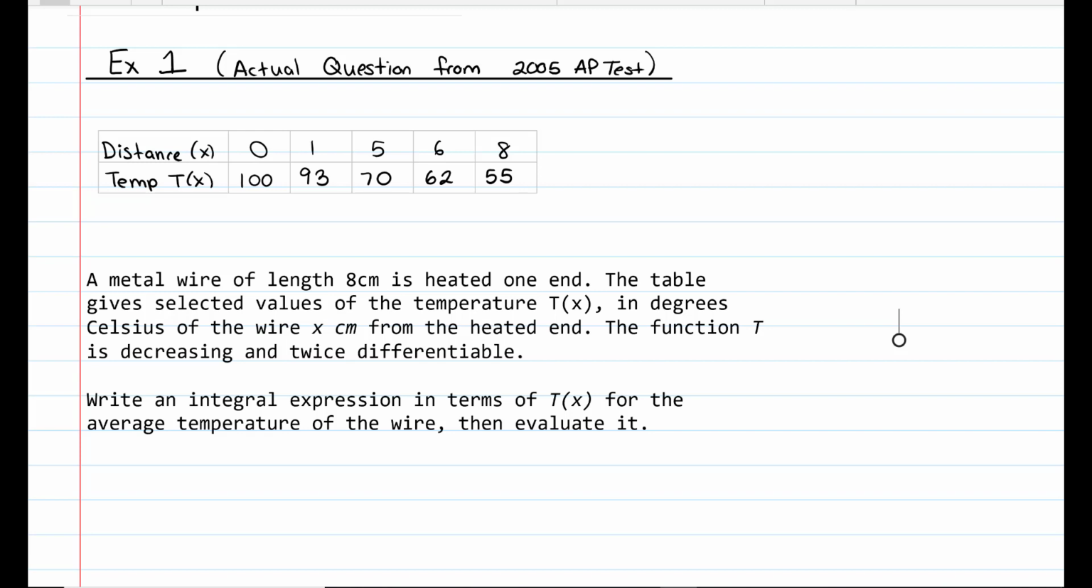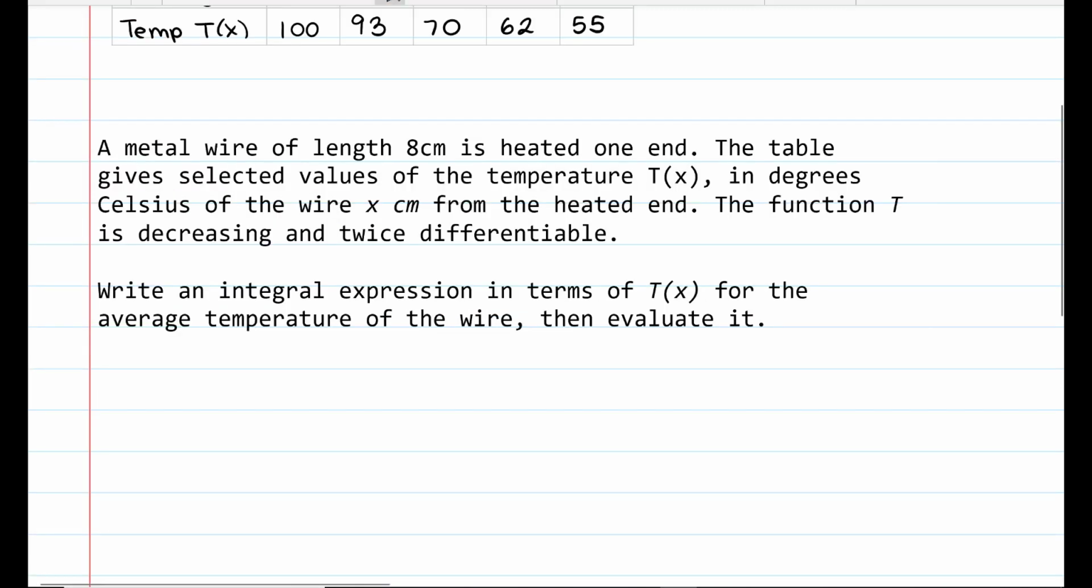Write an integral expression in terms of T of x for the average temperature of the wire, then evaluate it. So first off, looking at this question, we see that we do not have a function. We don't necessarily have a pattern between these values, so we want to write an integral. Now it tells us we need to write it in terms of T of x, so we don't actually have to create a function. We could just say an integral.